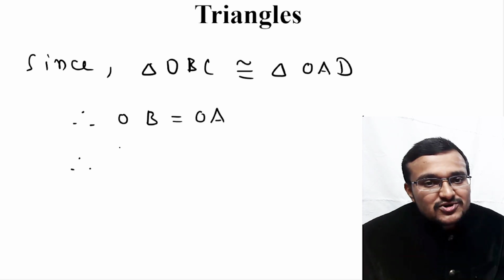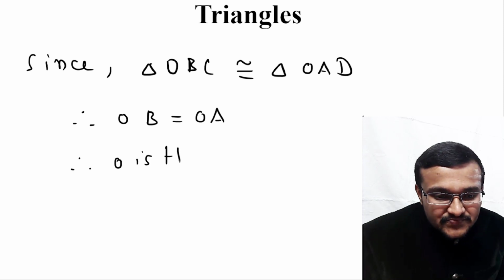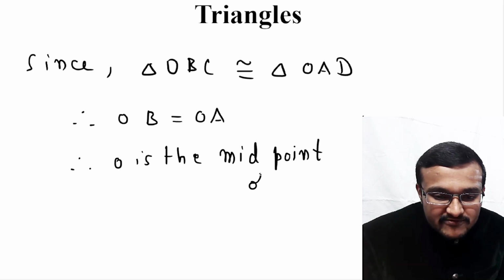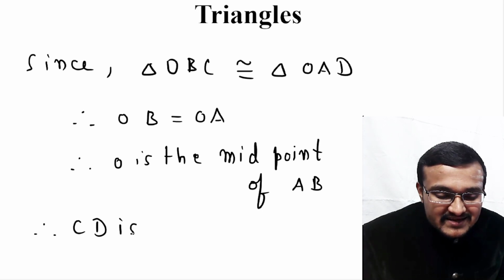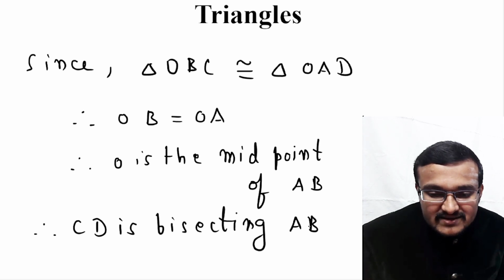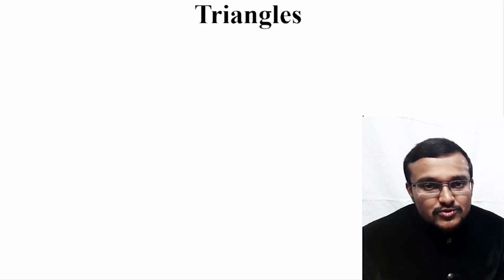Since OB is equal to OA, O is the midpoint of line segment AB. If O is the midpoint of AB, then CD is bisecting AB. So this is what they have asked in this question, and we have proved that.